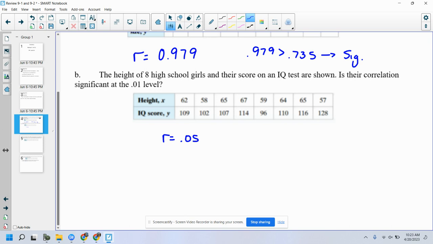And I don't even need to look at my table. I know there's no way. Looking at the 0.01 level with n equals 8, I would be comparing it to 0.834, but obviously it is not greater than. So 0.05 is not greater than 0.834. So it is not significant. I cannot draw any conclusions based on that. Questions about that?